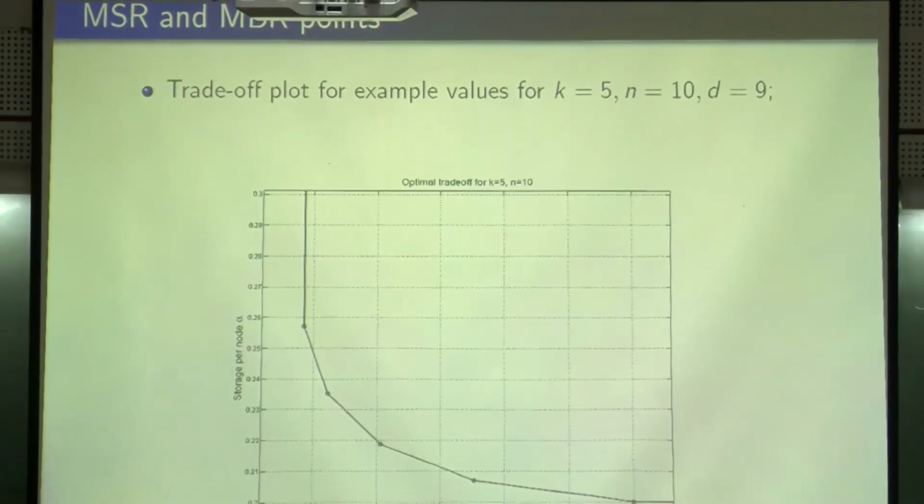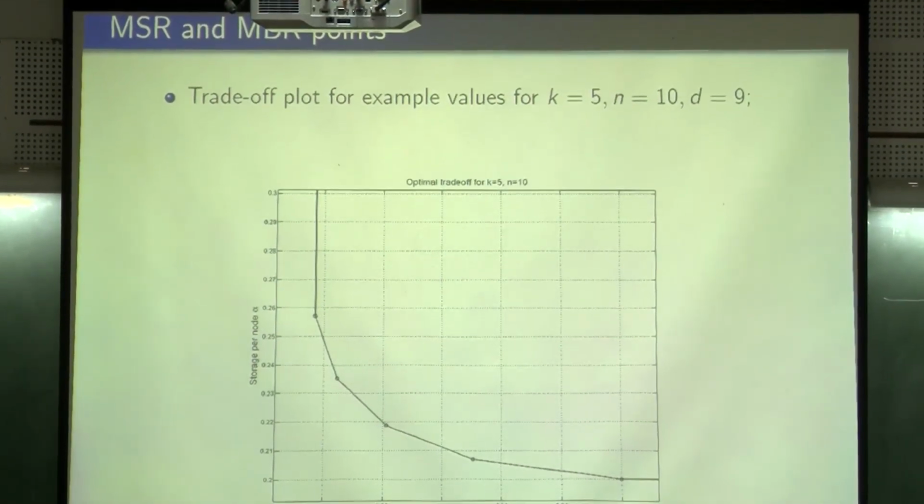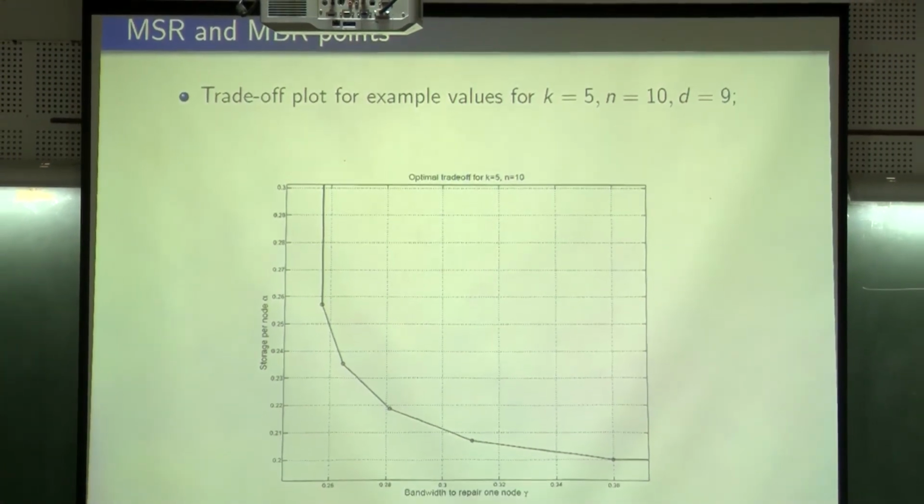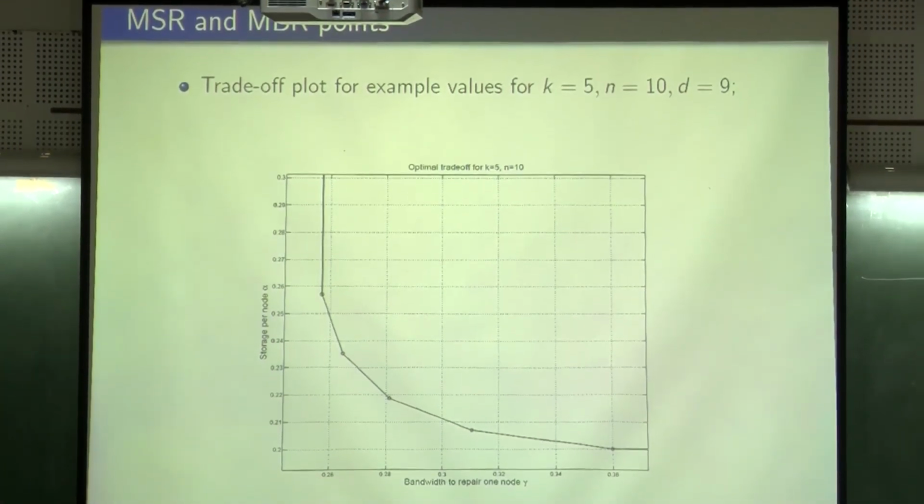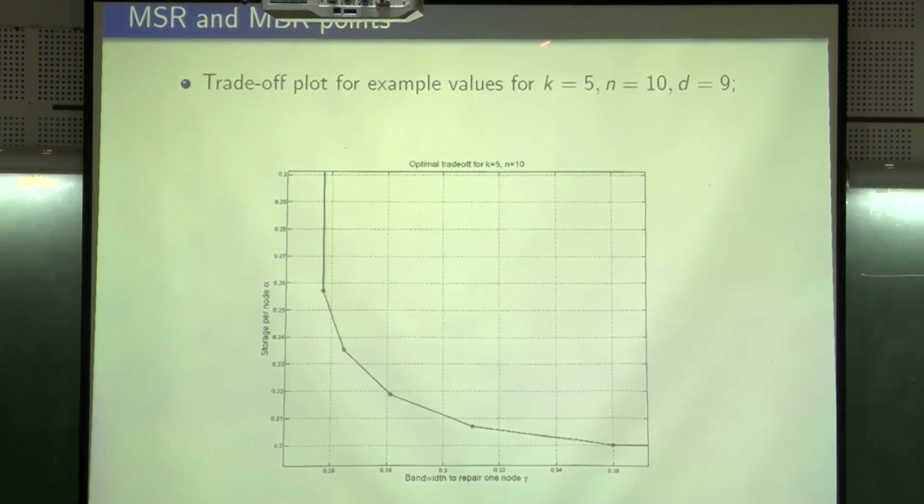You can also see another example. I put it in this morning, so it is not in your notes. This is for the case of k equal to 5, n equal to 10, and d equal to 9, so you now fix d equal to n minus 1. These are given in their paper. You can see that the storage per node alpha is, for example, this; this is the bandwidth, this is the storage, and this is the MSR point.